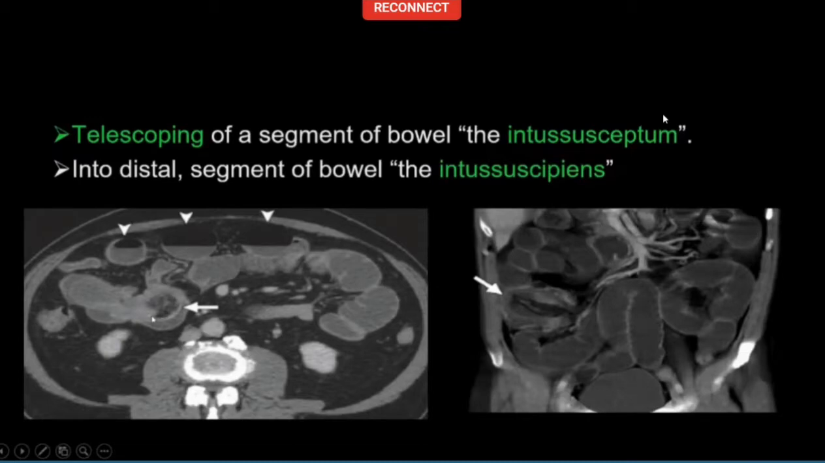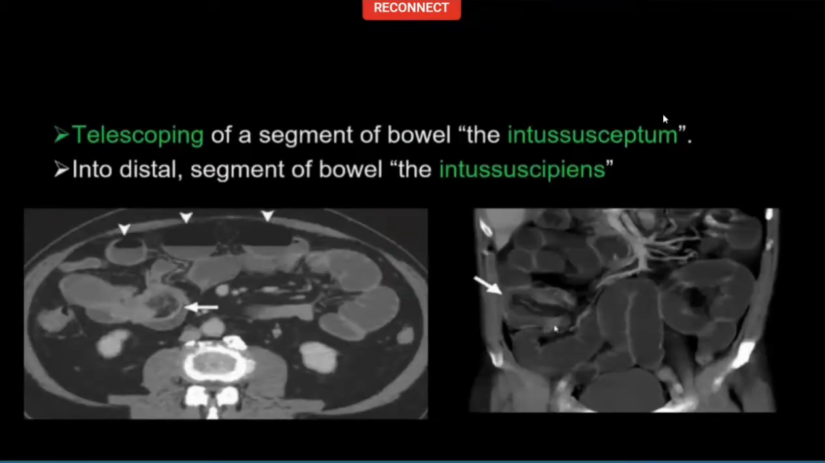This is an axial CT image which is showing a telescoping segment of bowel, that is the intussusceptum, which is significantly edematous with fat stranding, with the receiving segment, which is the intussuscipium. This is a coronal reformatted image of another patient, which is showing significant fat stranding, mucosal edema. And you can see this intussusception.